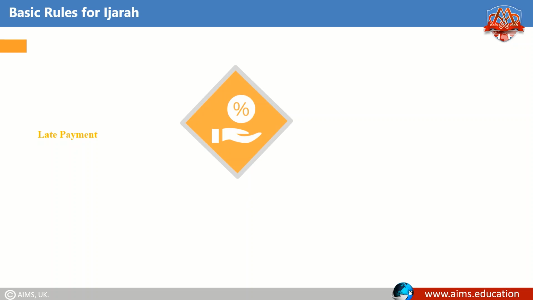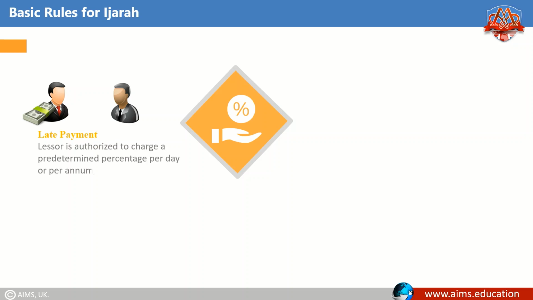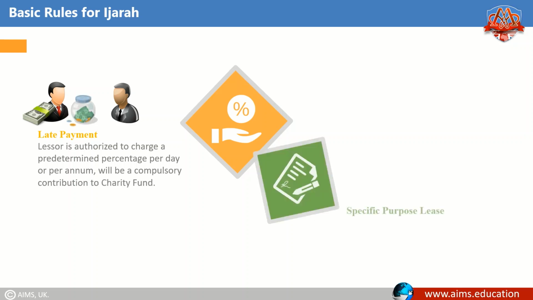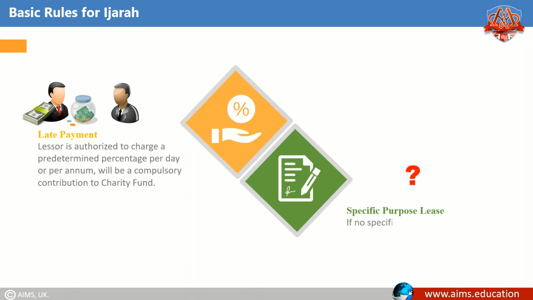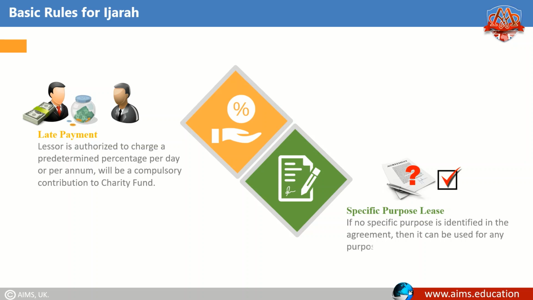Late payment. In case of late payment of rentals by the lessee, the leaser is authorized to charge a predetermined percentage per day or per annum. This will be a compulsory contribution to a charity fund constituted by the leaser. Specific purpose lease. If no specific purpose is identified in the agreement, then it can be used for any purpose in normal course.